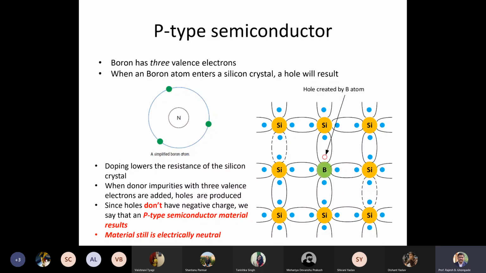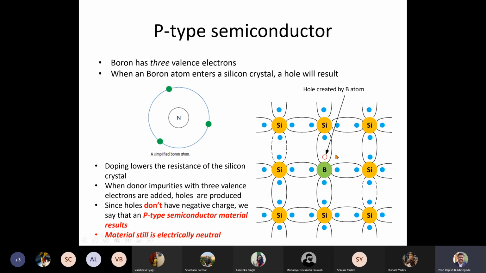Obviously, we have 3 electrons for the impurity. For example, boron has 3 electrons in its outermost shell, or the valence shell, or the valence orbit. If it is introduced as an impurity in an intrinsic semiconductor, you can see that there is a vacancy of 1 electron over here. Are you able to see this? Yes, sir.